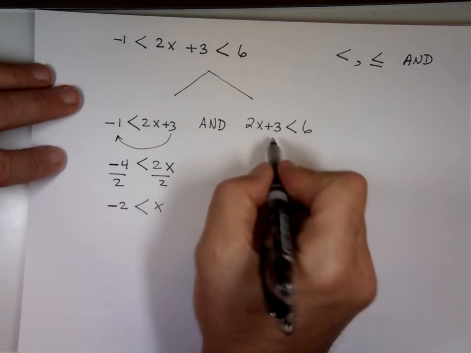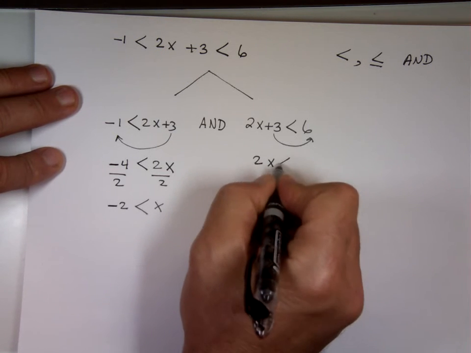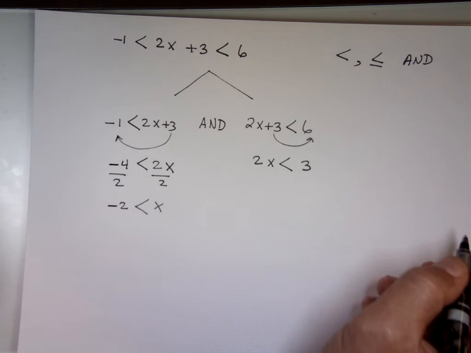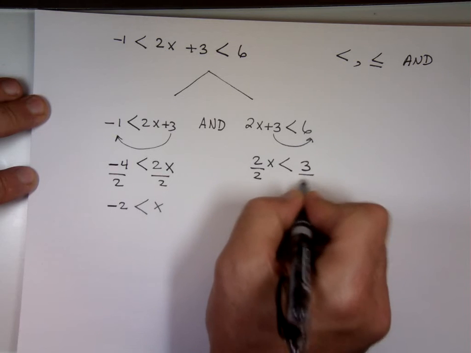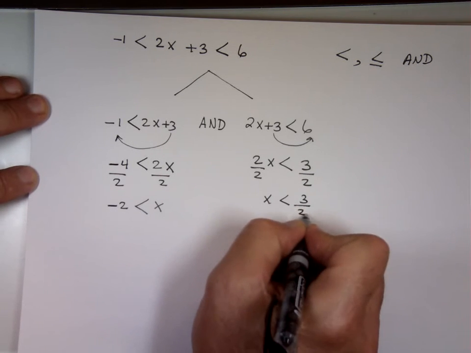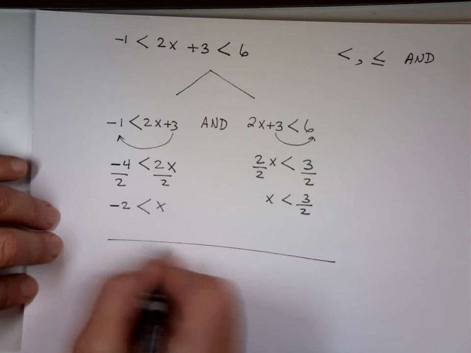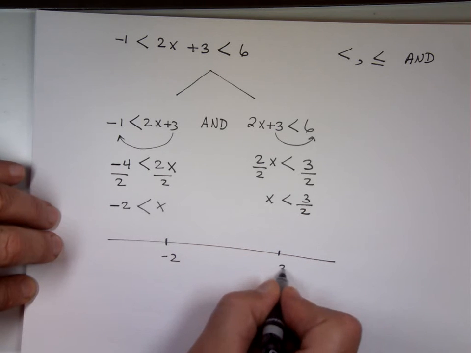Take the 3 there, it becomes a negative. What is 6 minus 3? 3. To solve for x, you divide by what? 2. Remember, you've got to satisfy both conditions. This is the negative 2. This is the 3/2.